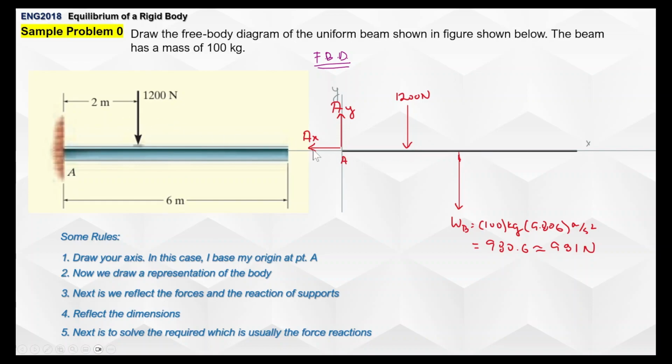And of course the reactions in the supports here, AX and AY. In this particular case, it was already assumed to be on the negative side, opposite. But by default, I would place it just like so. I would place it here first before assuming it on the left side already. So I will place AX here first. Then I will let my equations of equilibrium dictate if I am correct or not. So that's how you draw it. And then finally you reflect the dimensions.